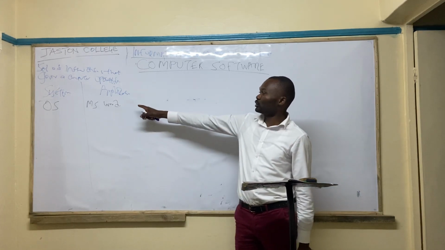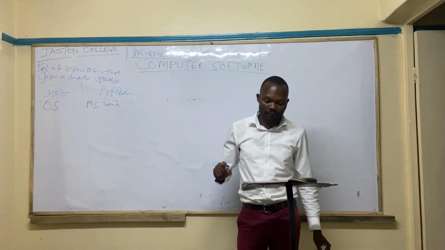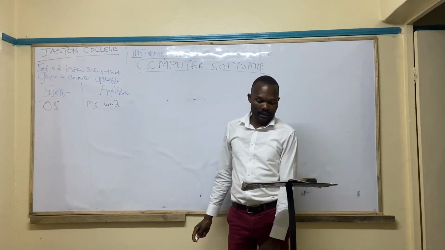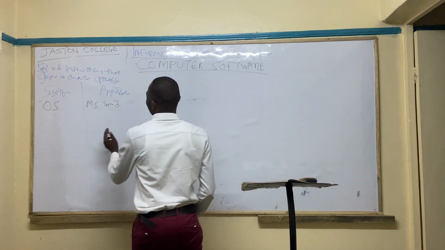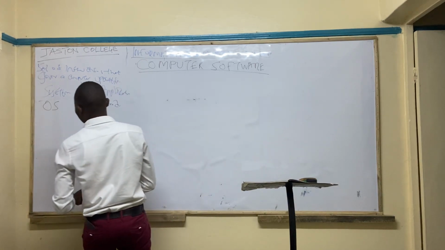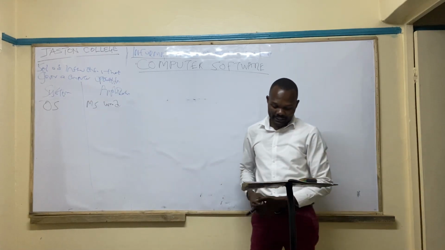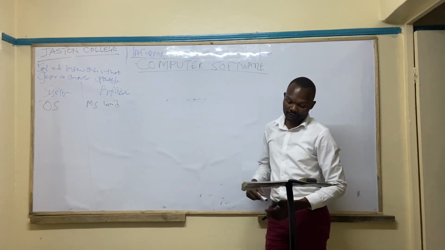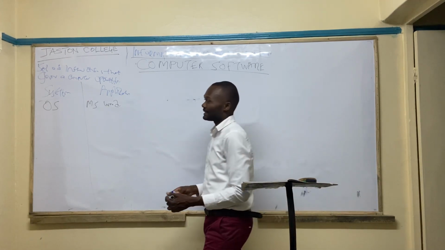So these ones will be used for running of the day-to-day activities. That one will be used for the operation. Next, the system software is divided into three types. We have operating system, we have utility software, and then we have language translators.